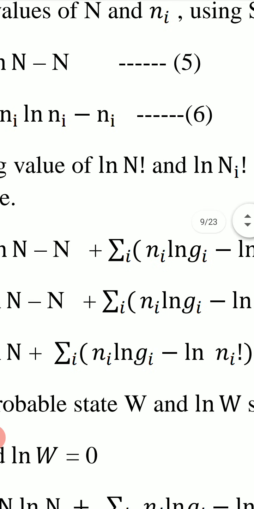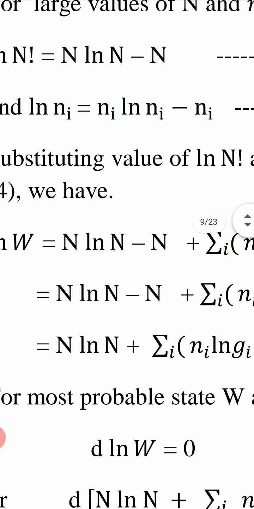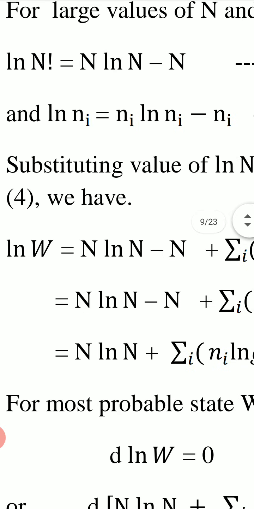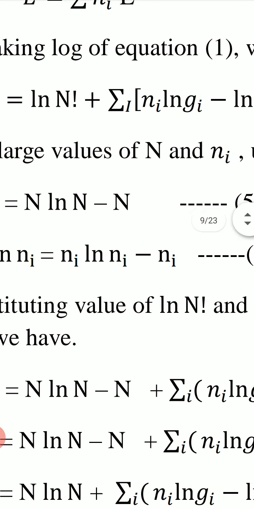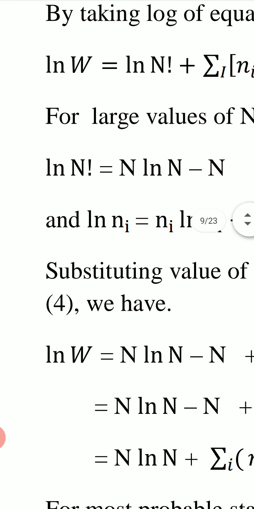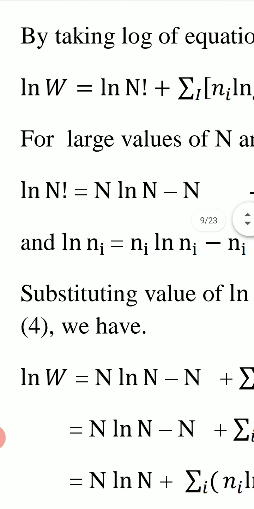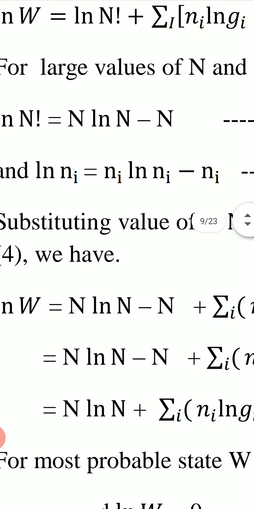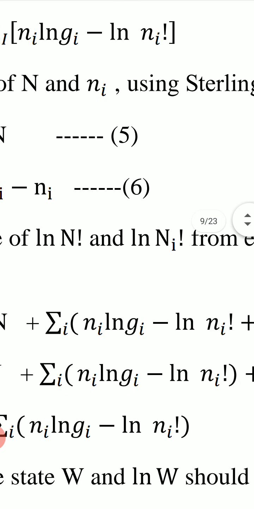Correct this in equation 6. In left hand side it is log factorial ni. Log factorial ni is ni log ni minus ni. So we substitute these values of log factorial N and log factorial ni in this relation, and we find log W equal to N log N minus N. It is for log factorial N using Stirling's formula. Then we have plus summation I ni log gi minus, then for log factorial ni we put ni log ni minus ni.